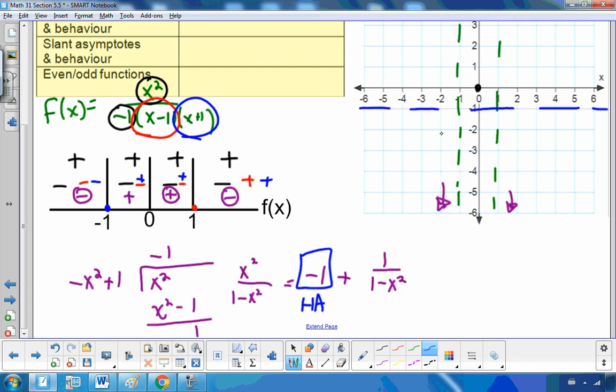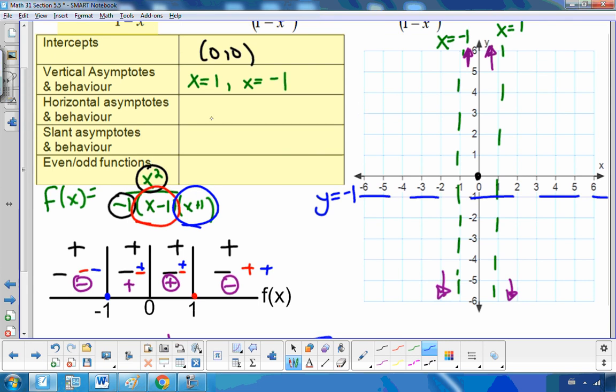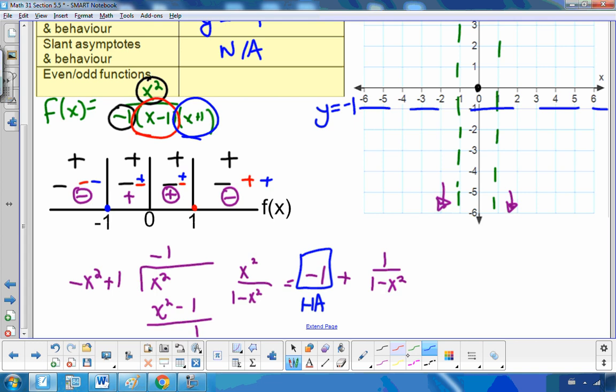I'll just mark that on my graph like that, and I'll note it up in my table. Now, if I have a horizontal asymptote, that means I do not have a slant asymptote. I can't have both. Let's look at my end behavior. That's what this is telling me. The remainder is my end behavior.